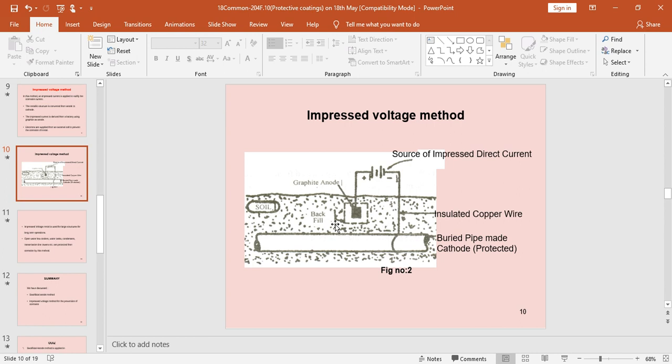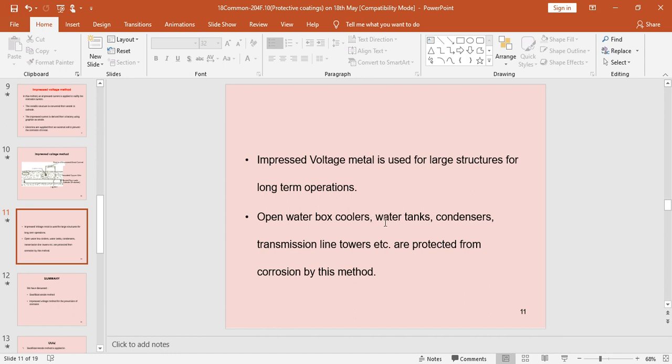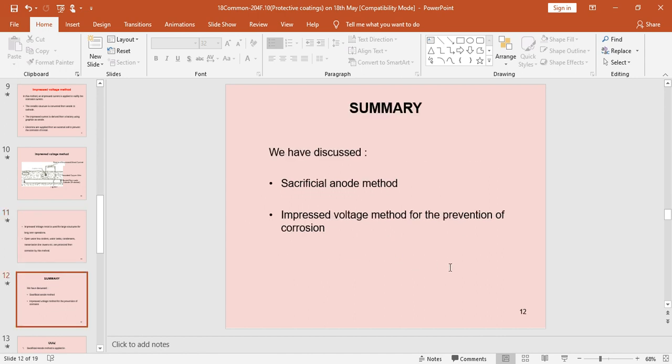So this is the impressed voltage method. Already we discussed how it is used in long-term operations and open water box coolers, water tanks, condensers, transmission line towers, etc. Okay. So up to now we discussed the sacrificial anode method and the impressed voltage method for the prevention of corrosion.